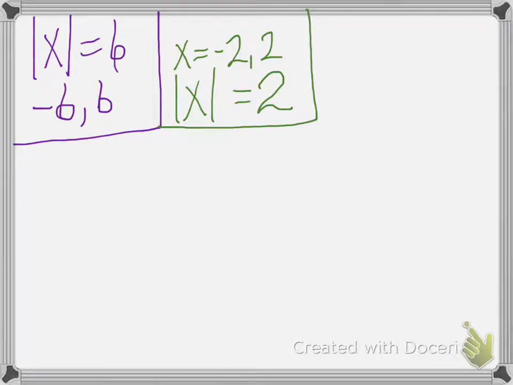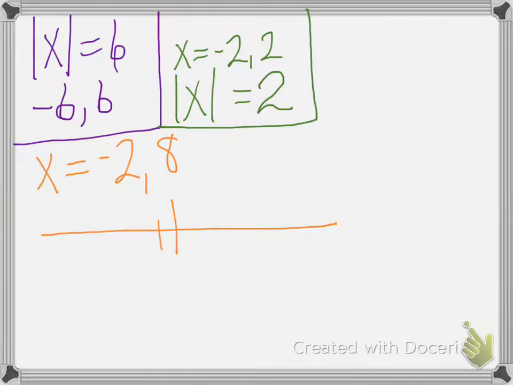Now, what color do we want to use? Let's go with some orange. Okay, what if I said x was equal to -2 and 8? How do I figure that one out? Okay, first I'm going to look at the number line. I've got 1, 2, there's -2. I have 1, 2, 3, 4, 5, 6, 7, 8.